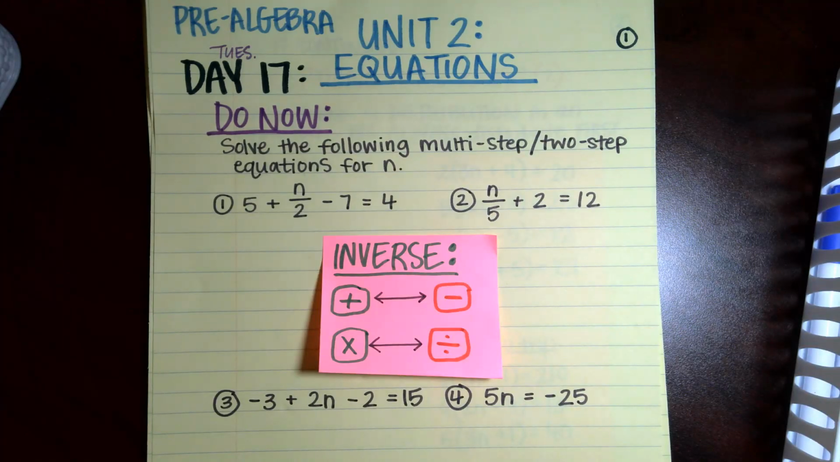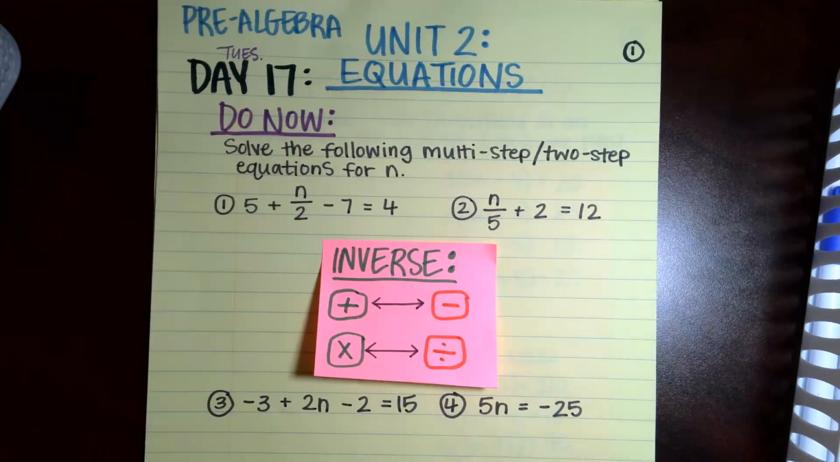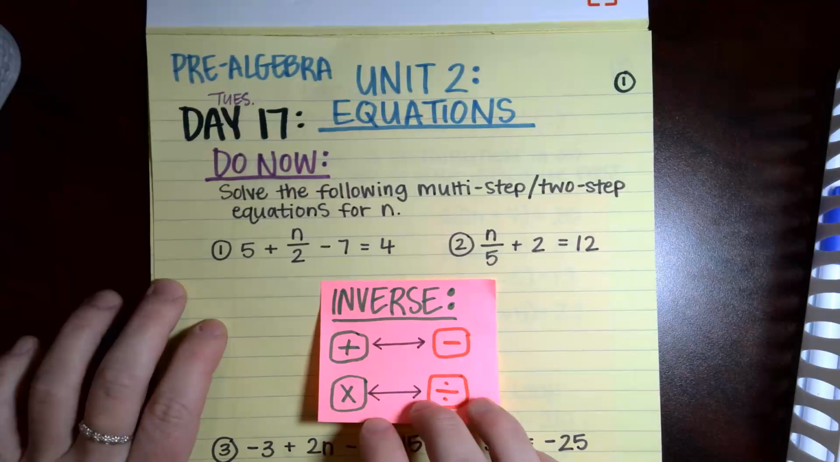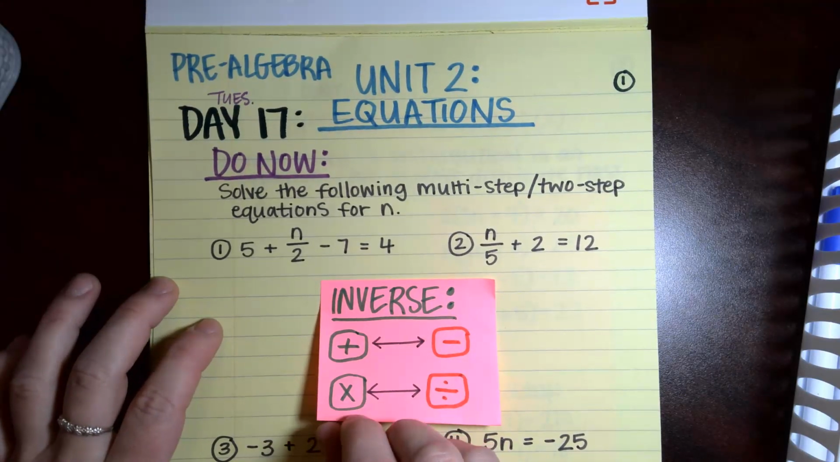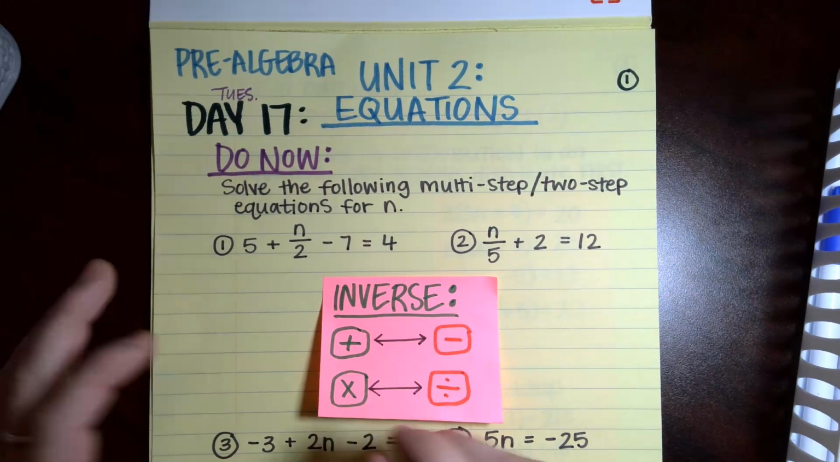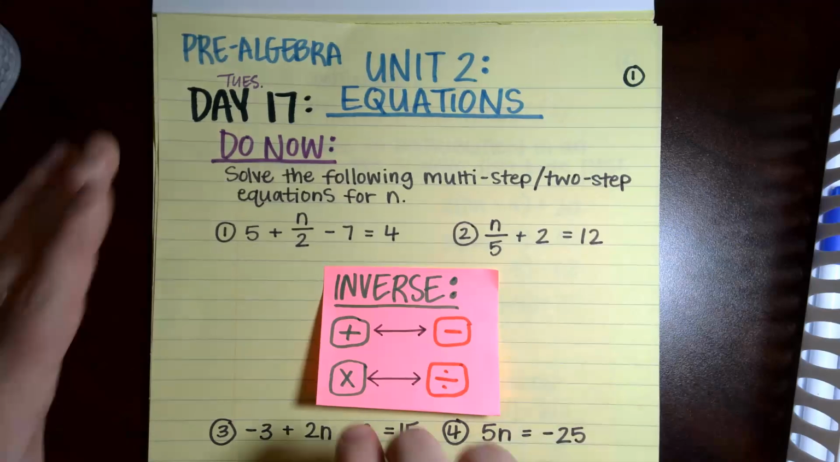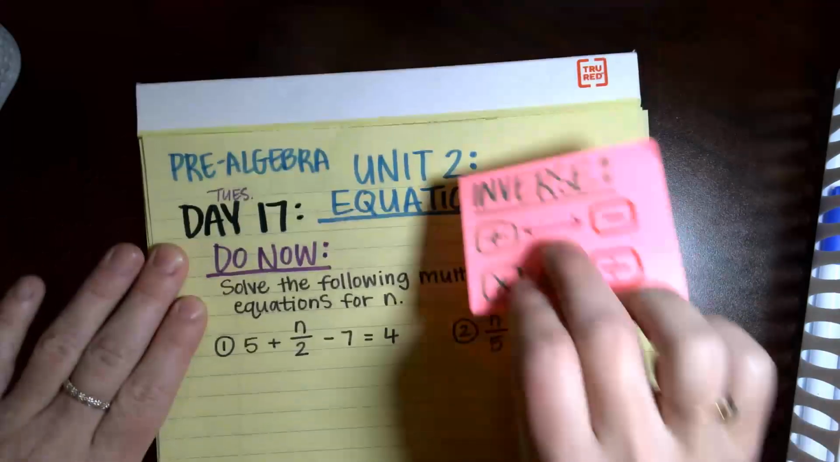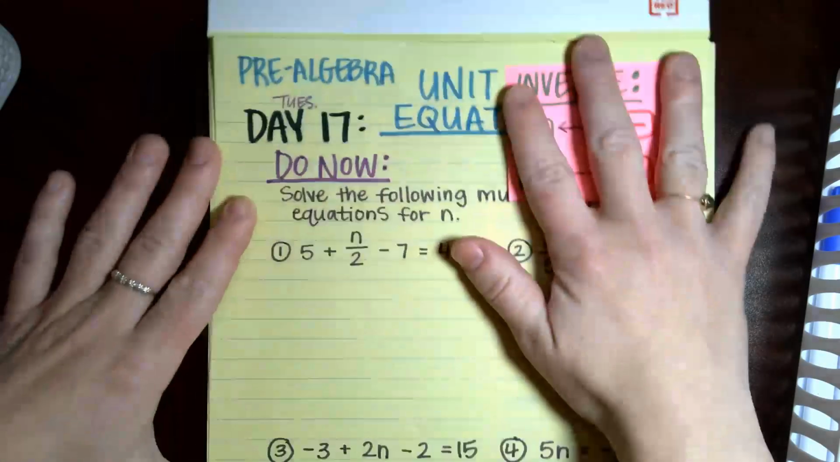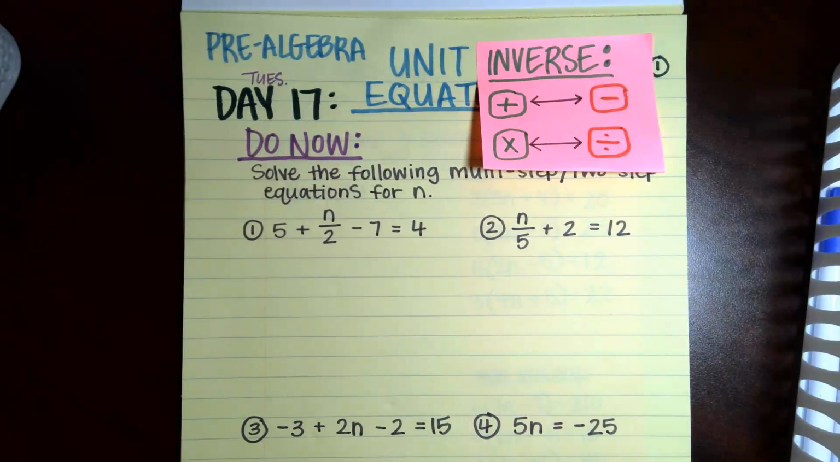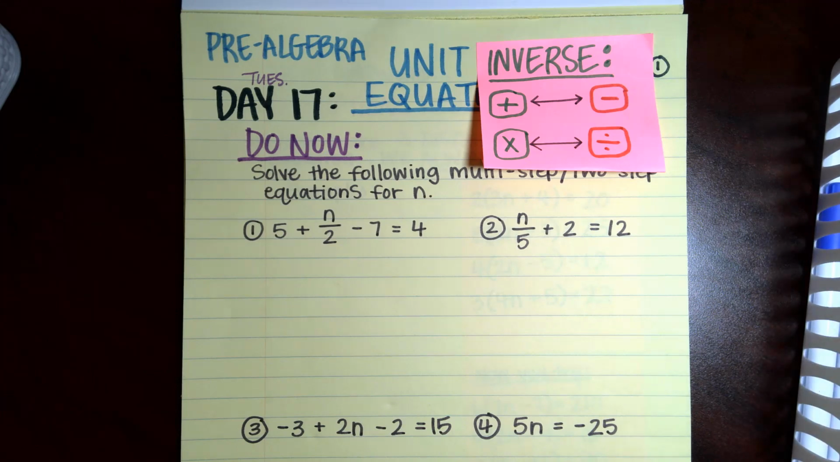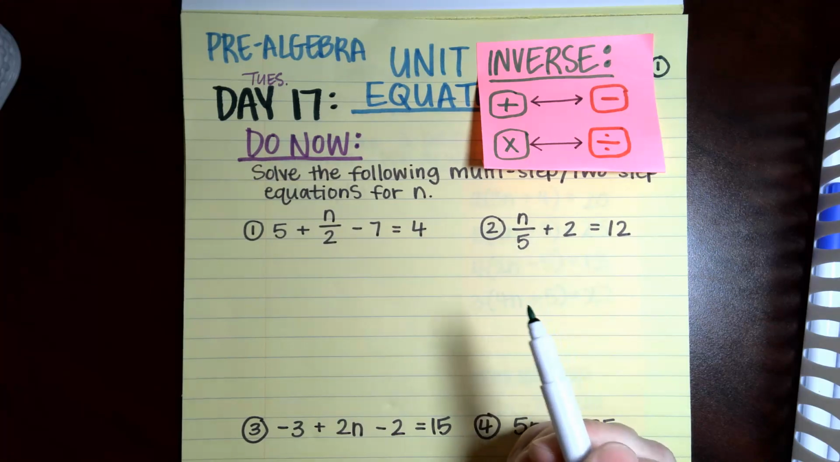All right, guys. So, our do now today says to solve the following multi-step or two-step equations for the variable n. So let's go ahead and start with number 1. In number 1, I have 5 plus n divided by 2 minus 7 equals 4. I have two options for what I could do first. Which option would we like to choose? What do you guys think?